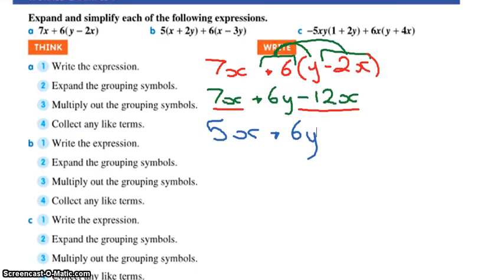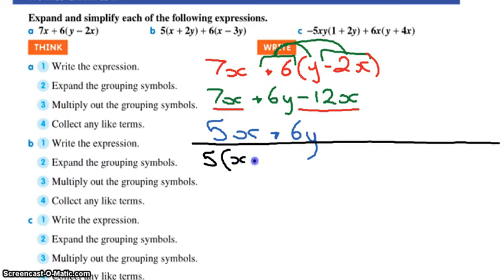And we're going to do question B now. Question B, once again, very, very similar. Don't look at it as one big thing. Break it into chunks. It's not that bad if you take little bites. So what have we got? We're going to write the expression down. 5 outside of, I'll put a line under there just so you know where I am. 5 outside of x plus 2y, close that bracket, plus 6 outside of x minus 3y.